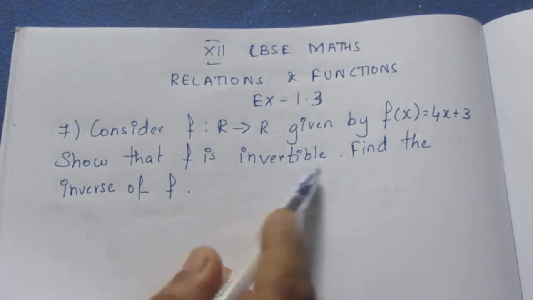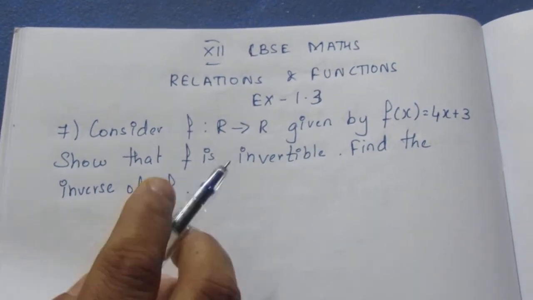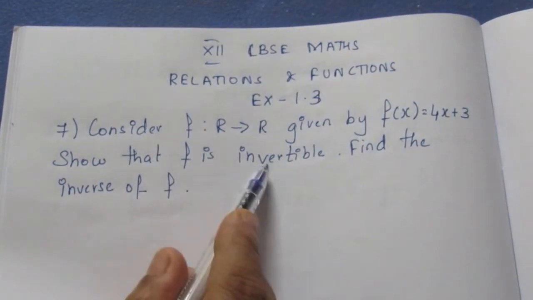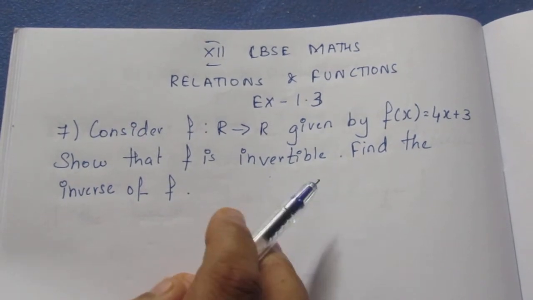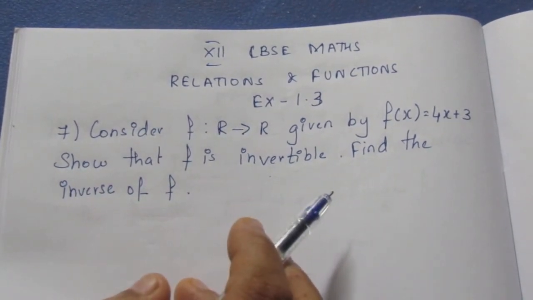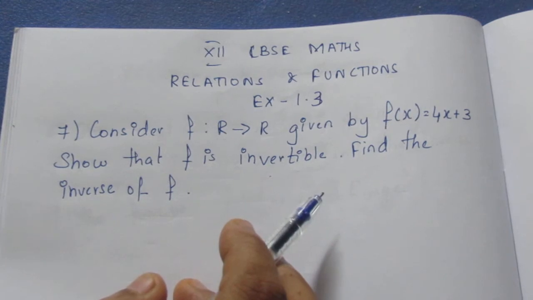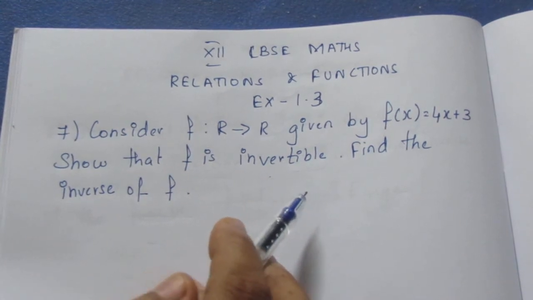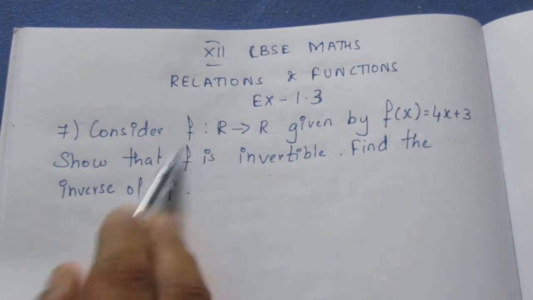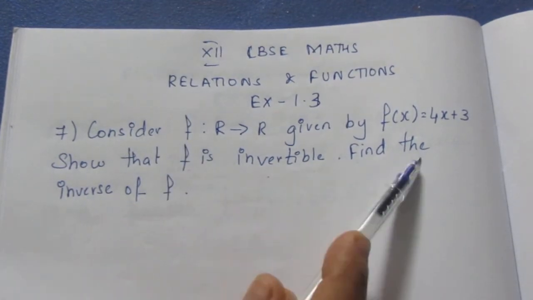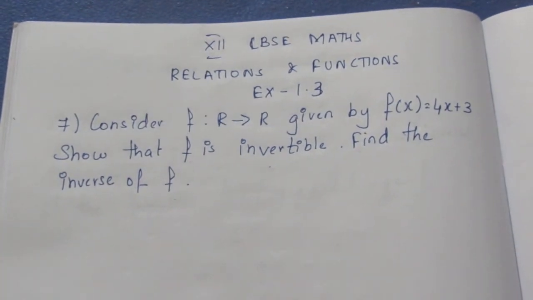So f is invertible means f has an inverse. We need to show that f has an inverse. F having an inverse means it should satisfy both the one-to-one function and onto function conditions. If it is both one-to-one and onto, we can say it has an inverse, and we also need to find the inverse of f.